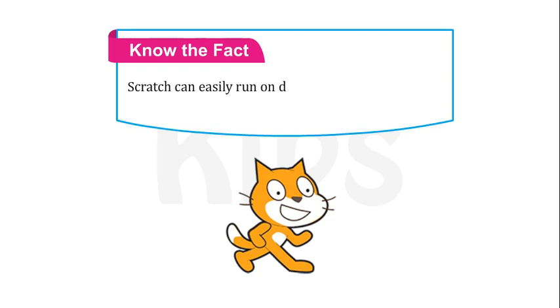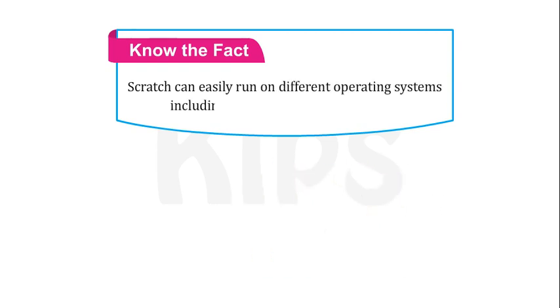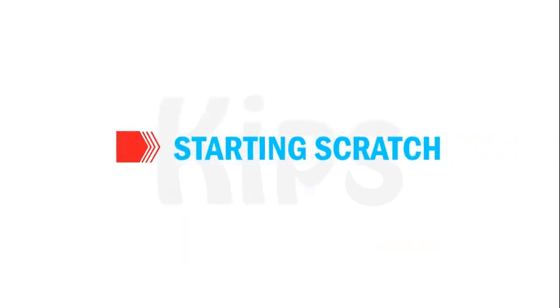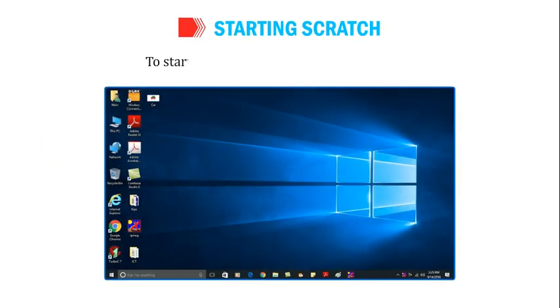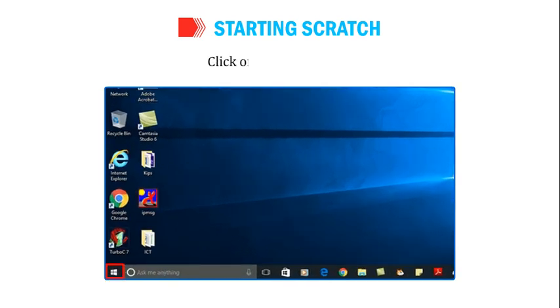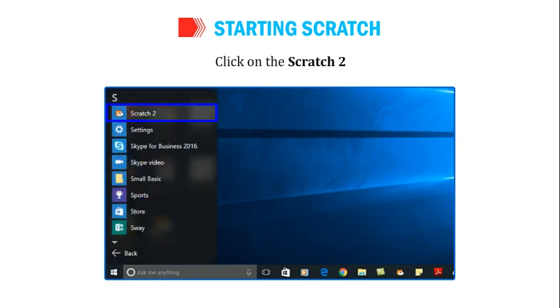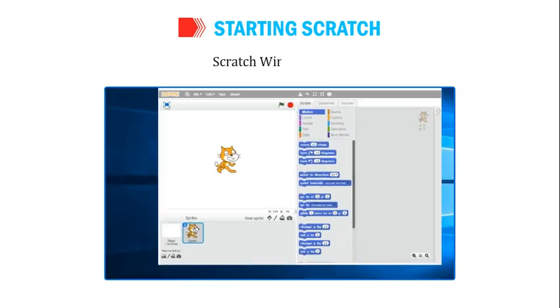Students, let's know the fact. Scratch can easily run on different operating systems including Windows, Mac OS and Linux. Let's learn quickly, starting Scratch. To start Scratch, follow the steps given below. Click on the Start button. Choose the All Apps. Click on the Scratch 2. Scratch window opens.